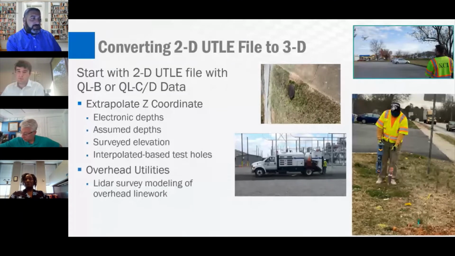The electronic depths are going to be your next highest level of confidence in utility depths, involving depth readings that we're able to ascertain from the electromagnetic equipment used to collect the quality level B information. These electronic depths are relative in nature and not to be the level of accuracy that would be satisfactory for design. Although for the purposes of creating a 3D utility model, they're extremely useful in determining an approximation of the depth.